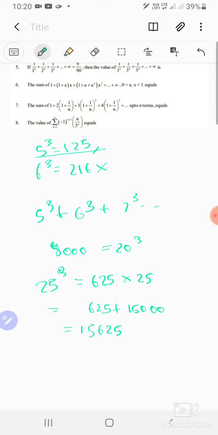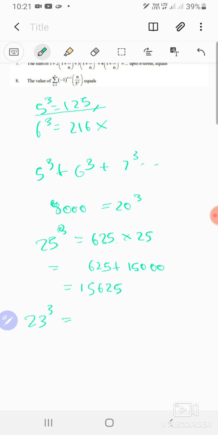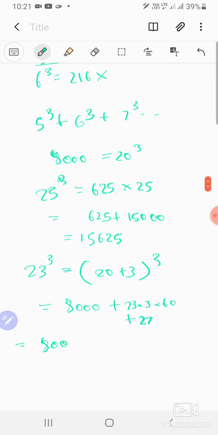Fine. Maybe let's just look at 23 cubed. Okay, so 23 cubed, that is going to be what? I really don't want to do this, but fine. Let's do it like this. 20 plus 3 cubed is equal to 8,000 plus 23 into 3 into 60, plus 3 cubed, that's just 27. Hopefully that will reduce my calculations. You got 8,000 plus 23 into 3 is 69 into 60.